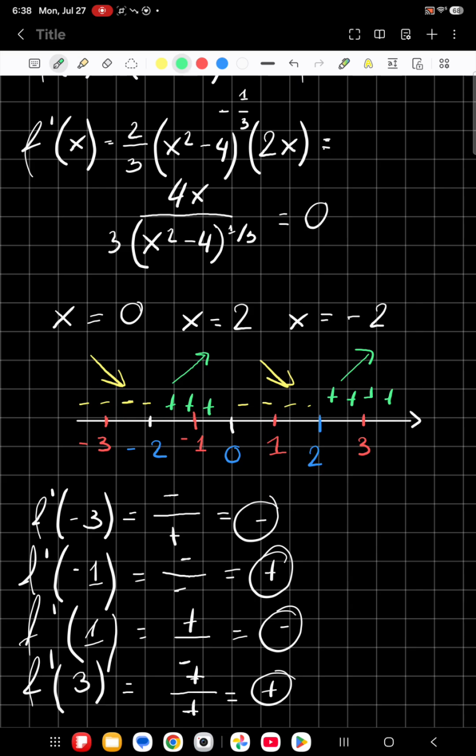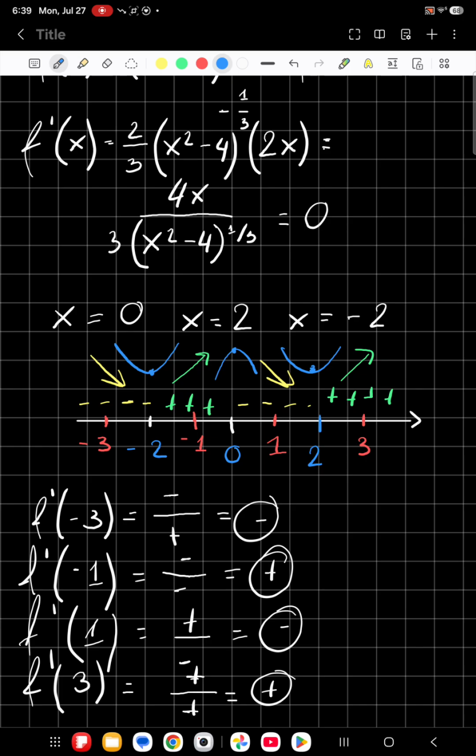At this point, you don't have to do that, but it's good to draw the shape of the graph at those critical numbers. So this looks like this. I'll have a local minimum here. Here I have this, so a local maximum. And here again, it's like this, so a local minimum.